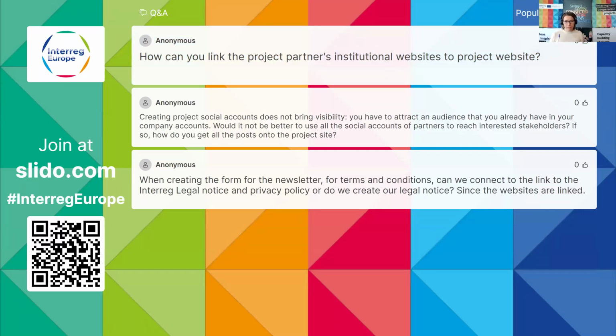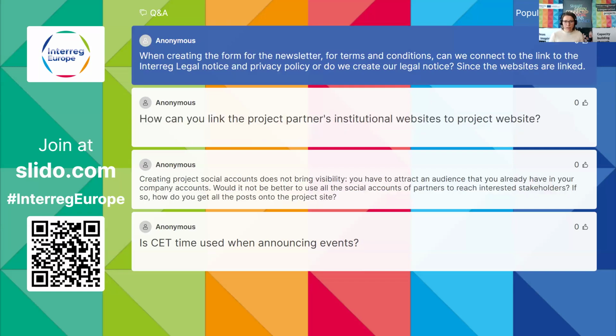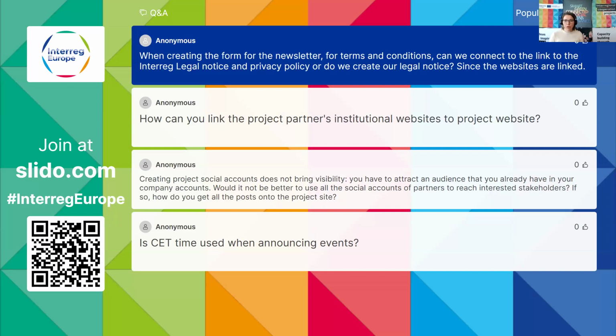We talked in one of the videos about the newsletter, and the question is, when creating the form for the newsletter, for terms and conditions, can we link to the Interreg Europe legal notice and privacy policy, or do we create our own legal policy, since the websites are linked? Could you clarify this, Julie? Yes. So the Interreg Europe legal policy and privacy notice deals with the entirety of the site, but the project partners are responsible for the content that they put on their own website.